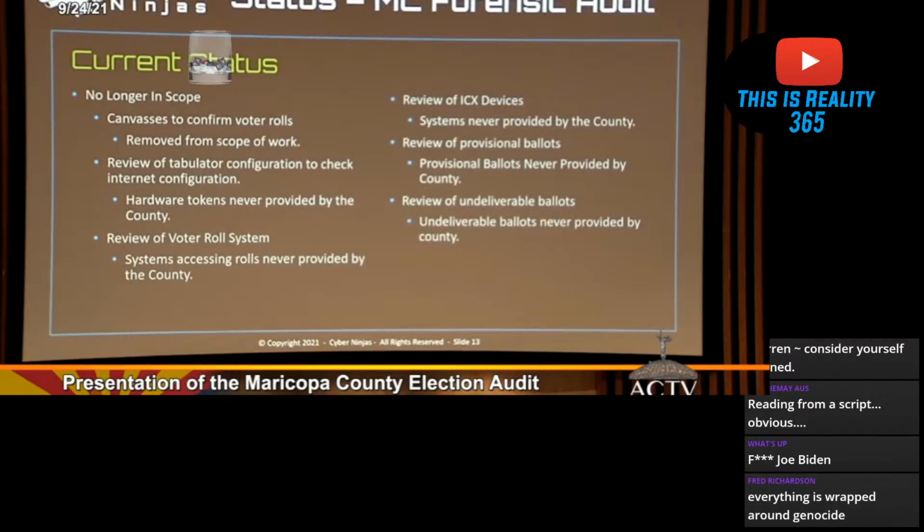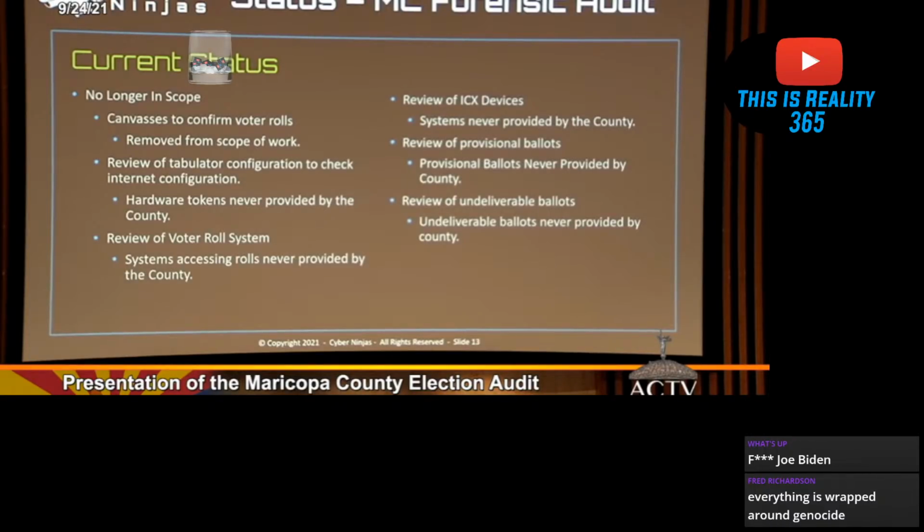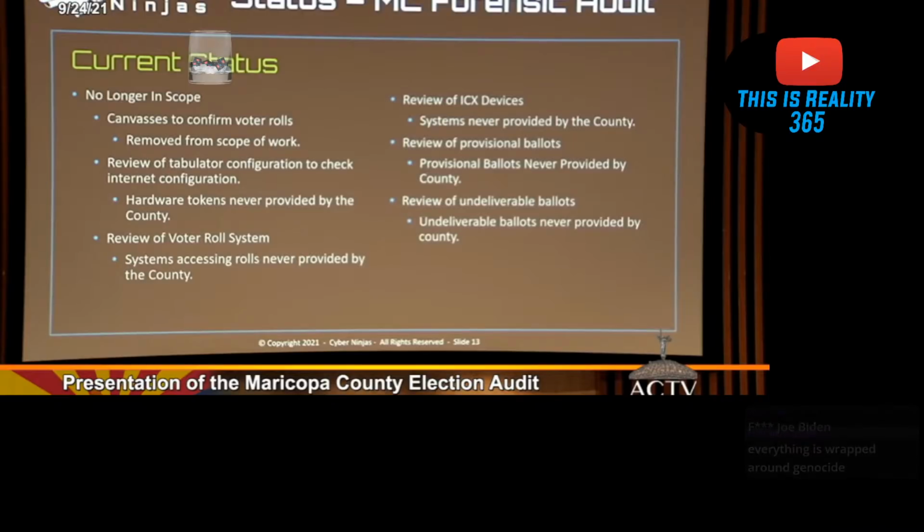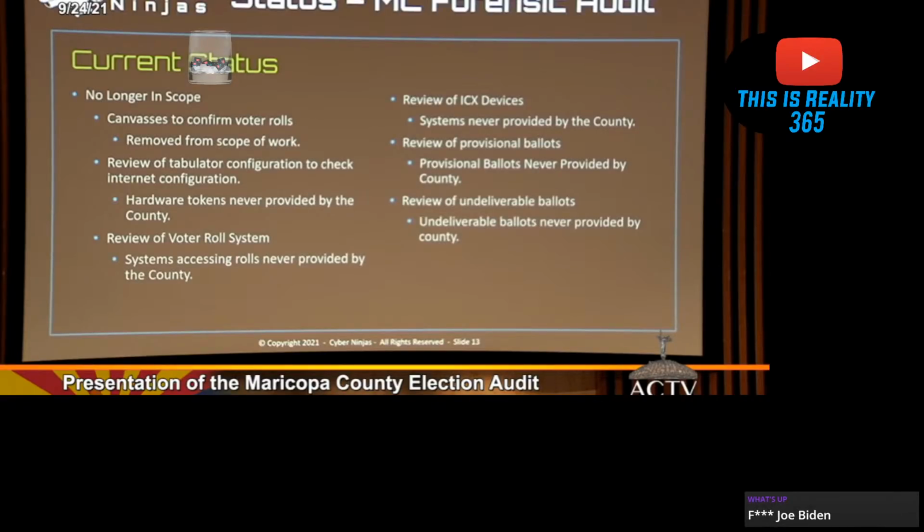So no longer in scope was the canvassing. That was decided, that was removed. The tabular configuration to check internet configuration was something that was not provided. We believe with the other information we have, we'll be able to get similar data, but it will not be the same exact data. We had requested to review the voter roll system, but a lot of the systems used for checking in for the sitebook system were not provided as part of the equipment that was given us.